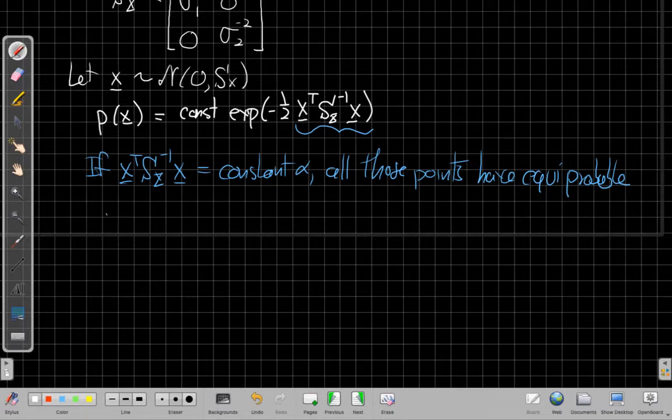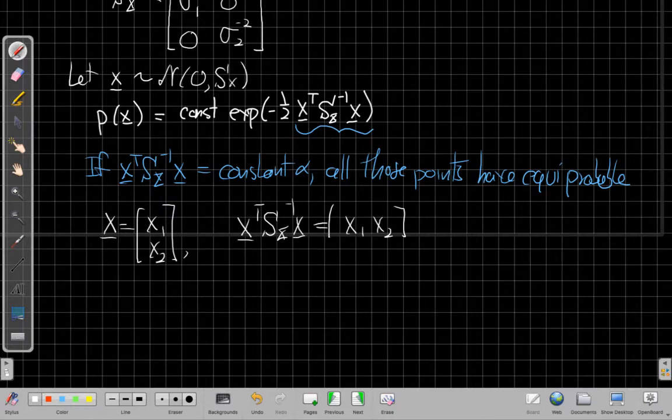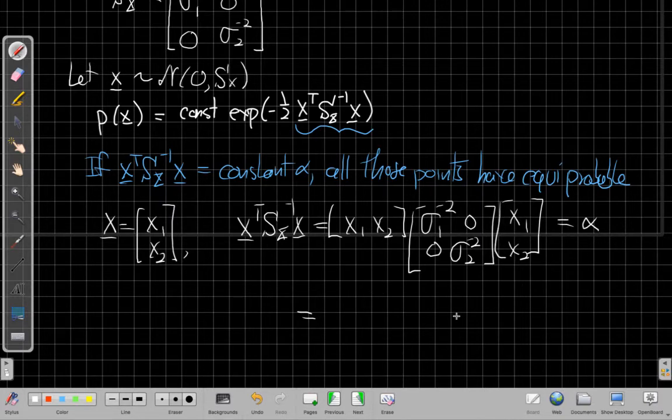We'd say, if x is equal to x1 and x2, then x transpose S inverse x, if I just write it out, I get x transpose is x1, x2, times the inverse matrix with sigma 1 to the minus 2 power, sigma 2 to the minus 2 power, and 0s, and then x1, x2. So I can multiply these matrices through one at a time to say this is the thing I want to be equal to some constant alpha.